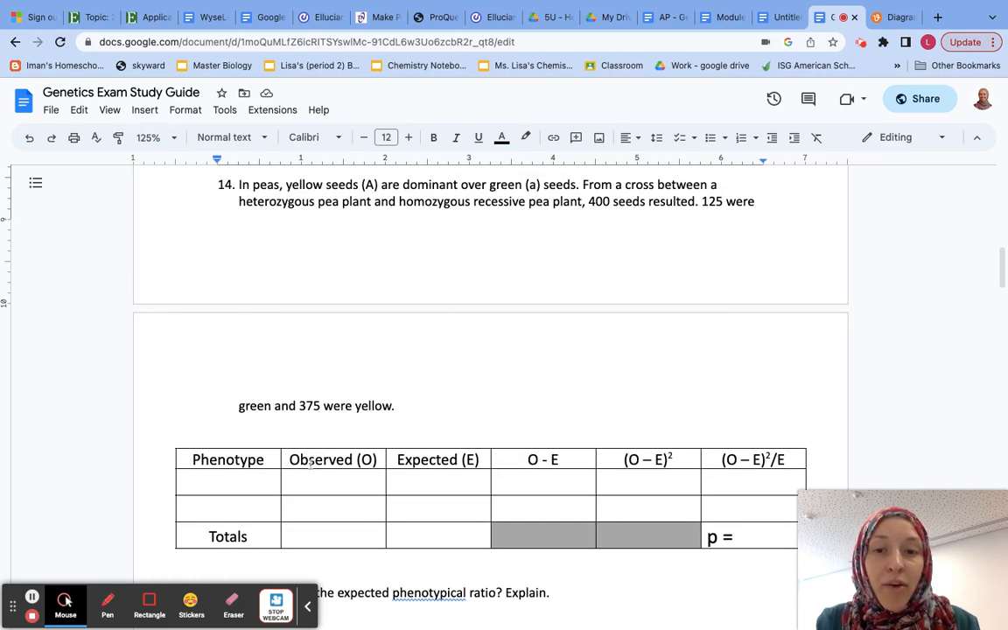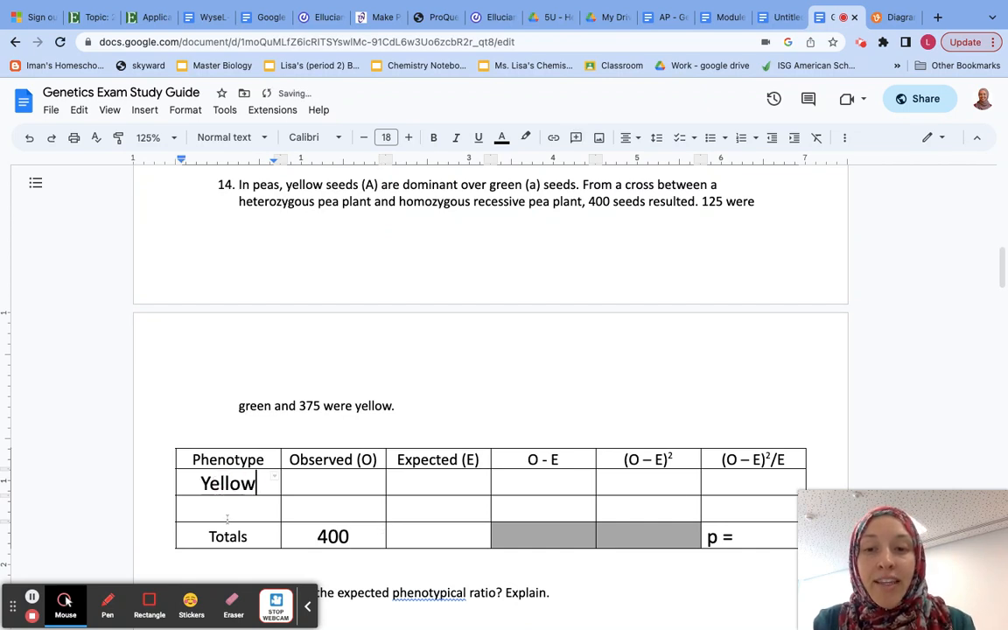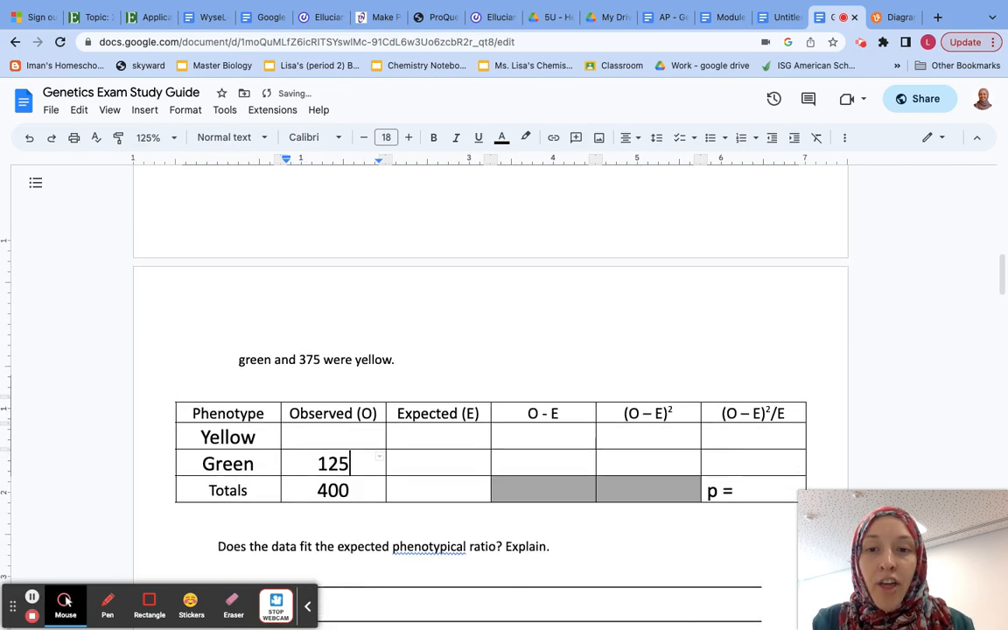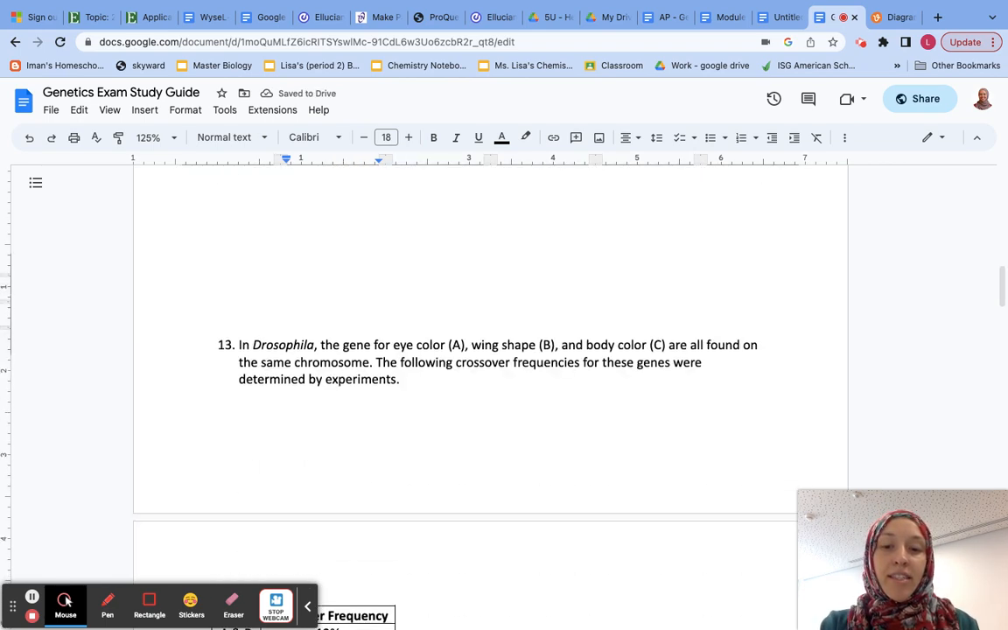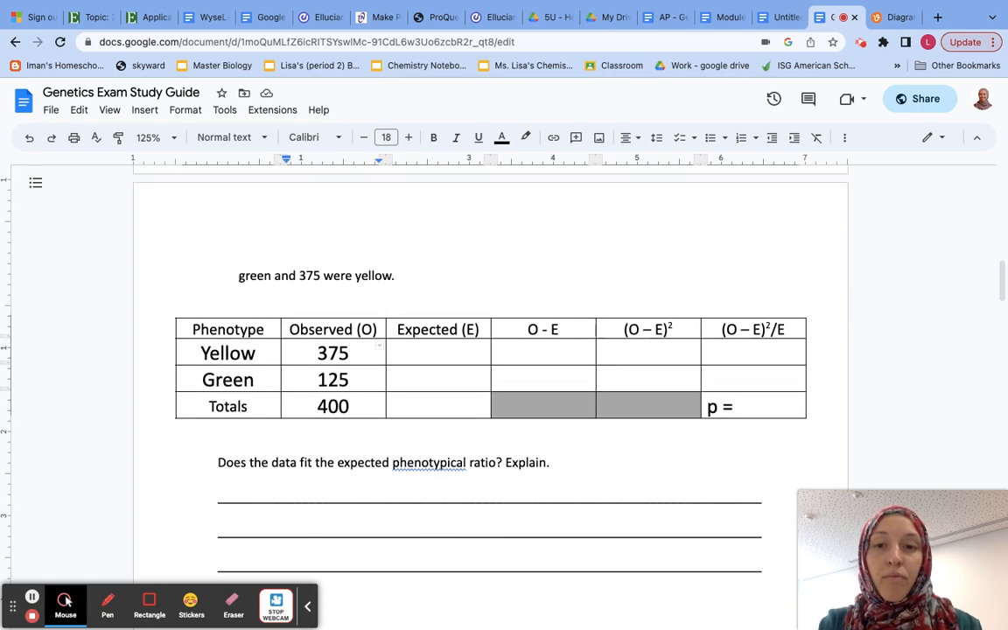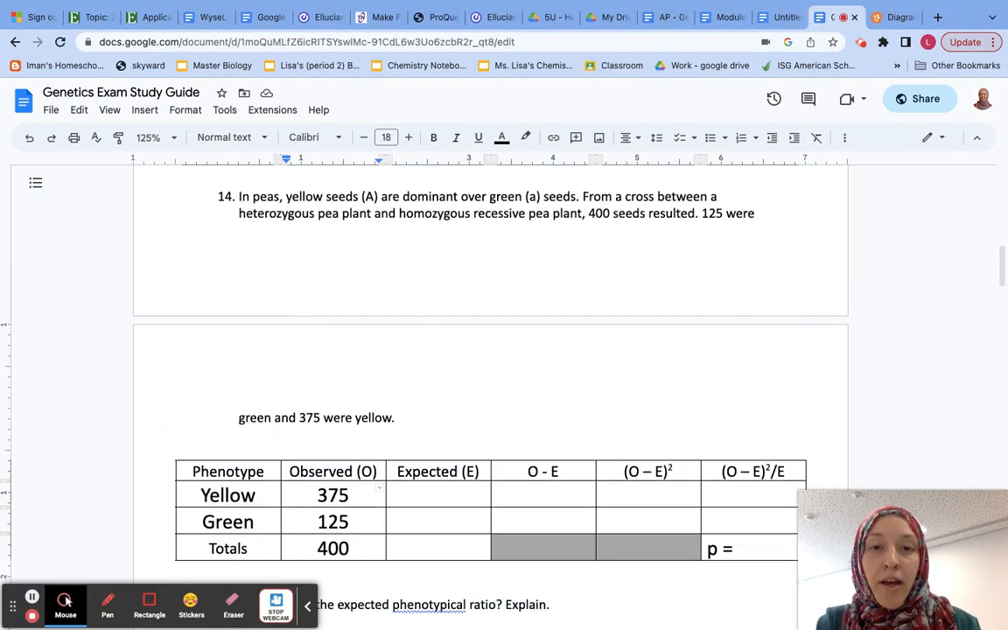Let's try and fill out my data. What did I observe? I observed 400 total seeds. I should put my phenotypes, yellow and green. 125 were green and 375 were yellow. Let's see, what would I have expected in this scenario? Let's do my Punnett square.